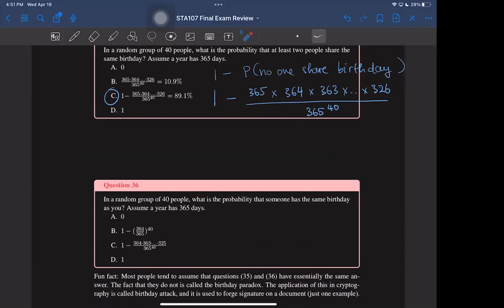Okay, let's check the answer. Most of you got B, and B is the correct answer. Why is that? We want to calculate the probability that someone has the same birthday as you, which means you have your fixed birthday, right? And we want to take 1 minus the probability that no one has the same birthday as you.